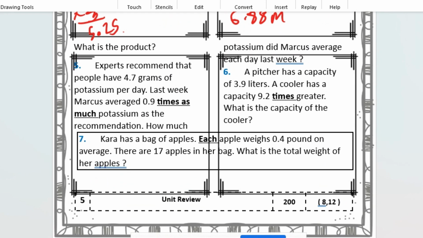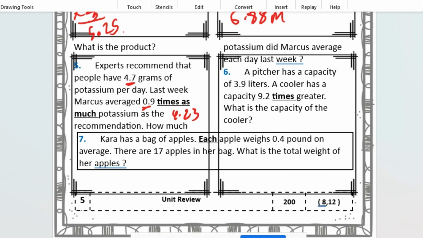Now, experts recommend that people have 4.7 grams of potassium per day. Last week, Marcus averaged 0.9 times as much as the recommendation. How much potassium did Marcus average? So it's 4.7 times 0.9. This should equal 4.23.